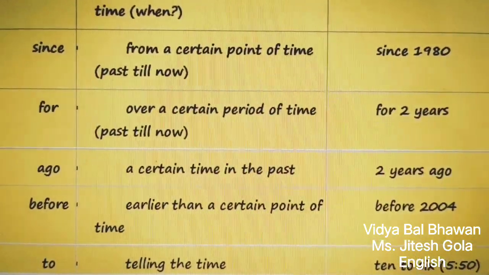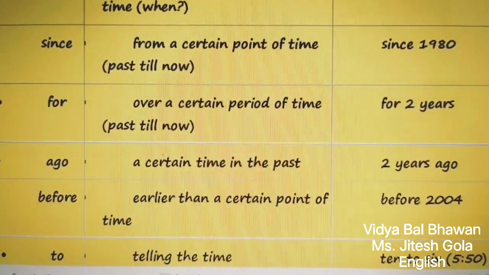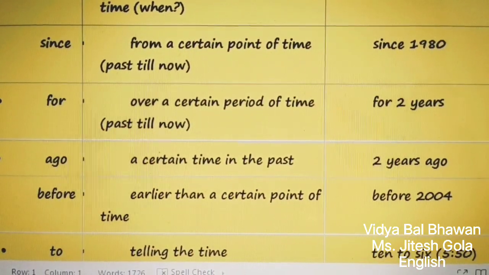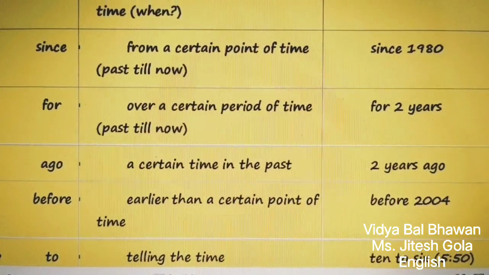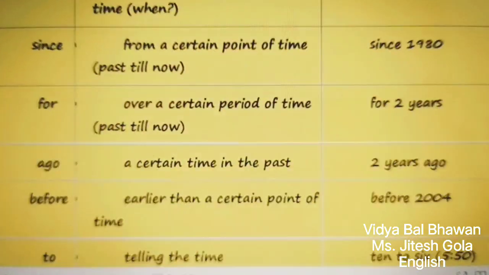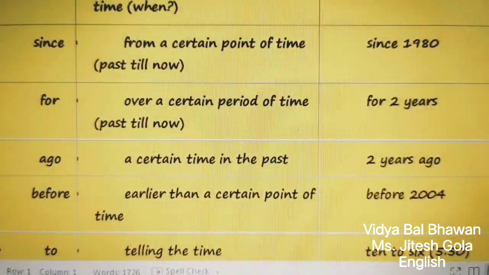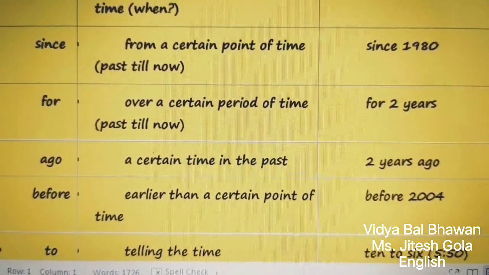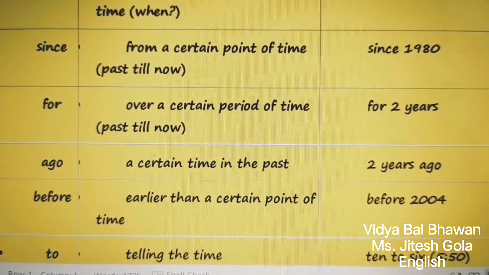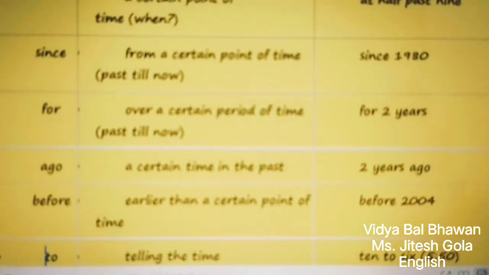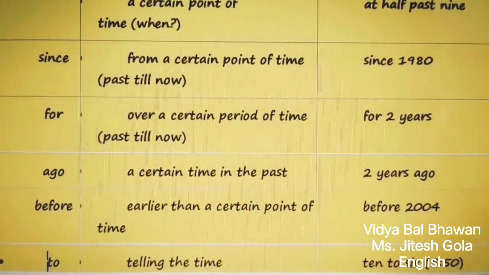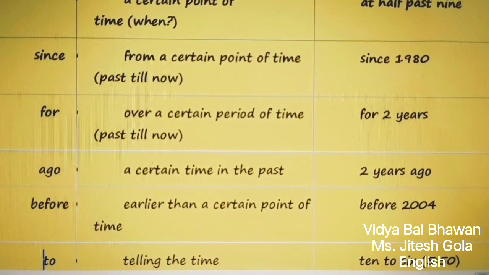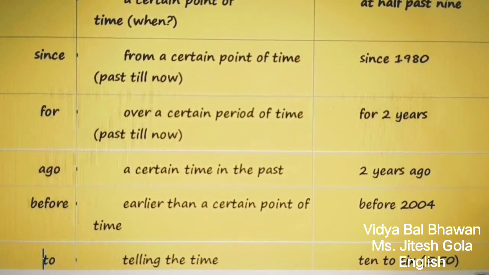Clear? Next is before. Earlier than a certain point of time means you did something and that has been finished in past only. So for example, you have written here before. You can see I have written here before 2004. Like I met her before 2004. Here you talked about certain point of time in past only.